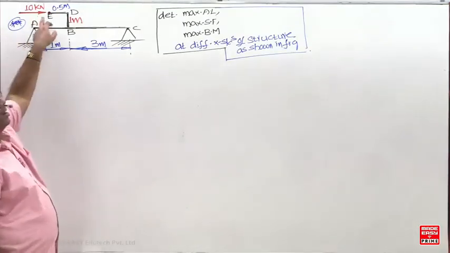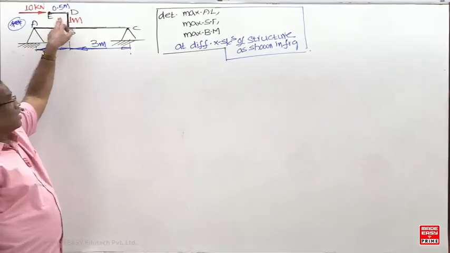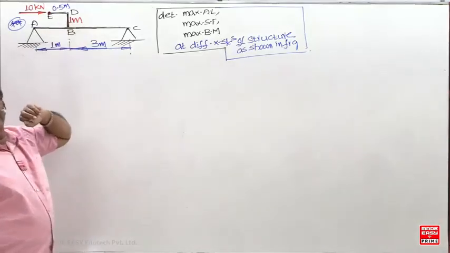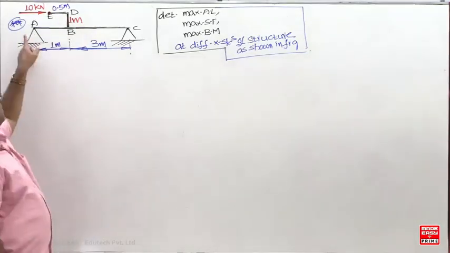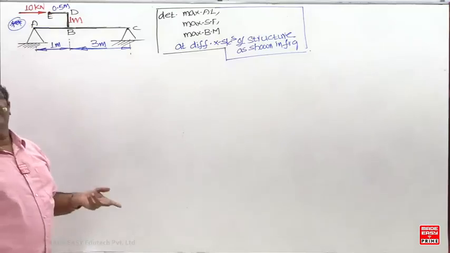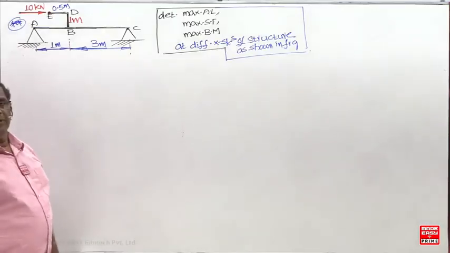Which type of load now? For the DE member, the axial compressive load. For the BD member, the transverse shear load. And for the beam ABC, it is the eccentric axial load.